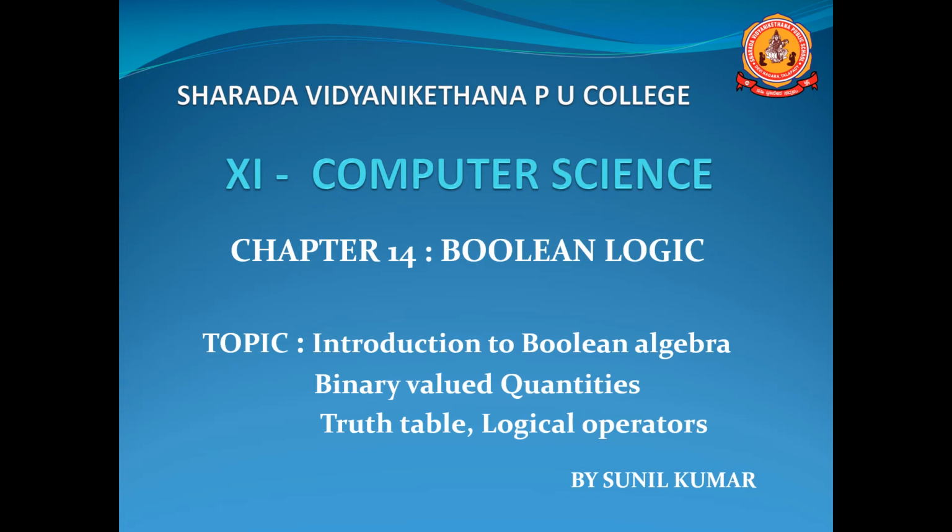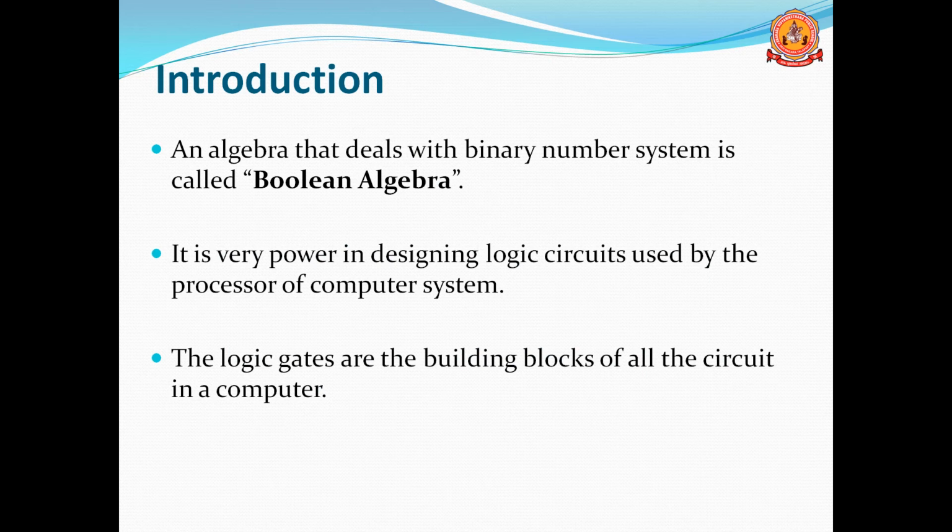Let us move to the topic now. First, we'll move to the introduction. An algebra that deals with the binary number system is called Boolean algebra. Last year we discussed the different types of number systems: binary number system, decimal number system, octal number system, and also hexadecimal number system. An algebra that deals with only the binary number system. Binary number system means it contains only two symbols, 0 and 1. Based on that 0 and 1 we are working, and that algebra is known as Boolean algebra.